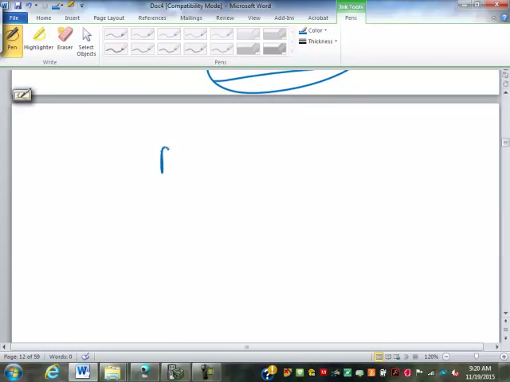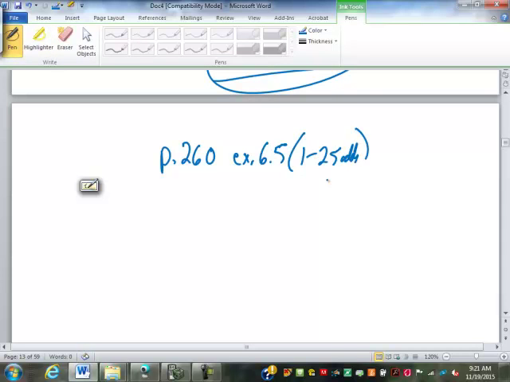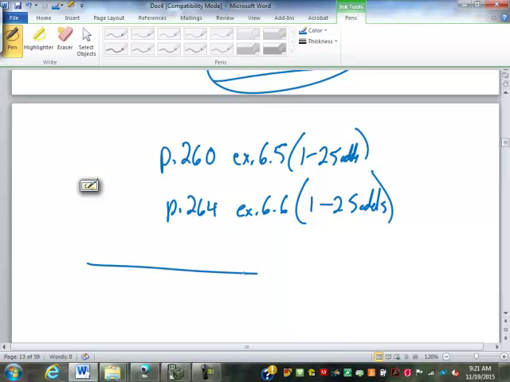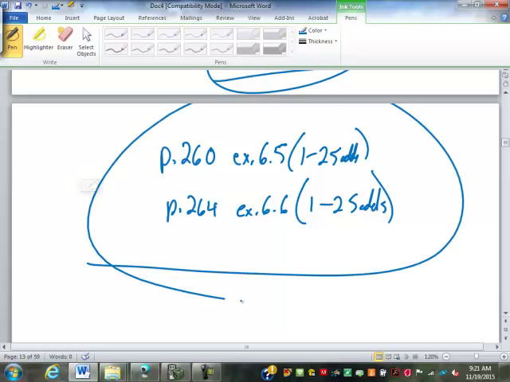In your book, I believe we assigned page 260 yesterday, but just in case you didn't get to it, page 260, that's exercise 6.5, 1 through 25, the odds. And then on page 264, exercise 6.6, also 1 through 25, the odds. We'll talk about the mixture problems a little bit more when we come back from break. And we'll take a day or two to review, and we'll have our unit test. Just for what we just learned right now? Yep, this is what we just learned.